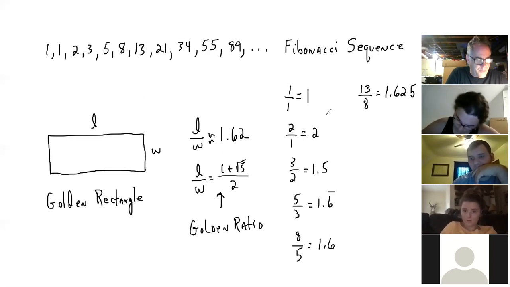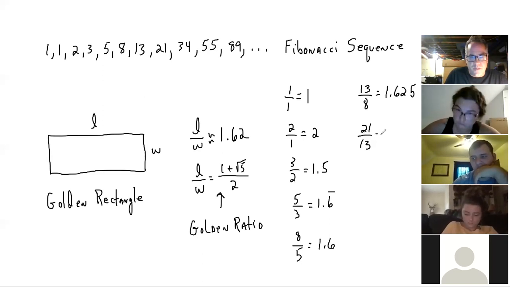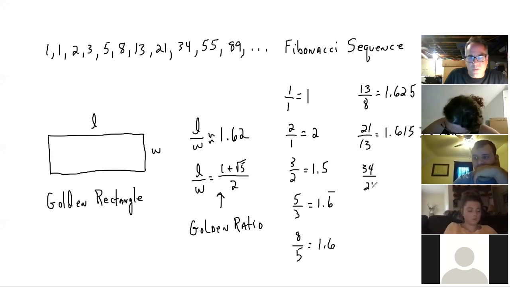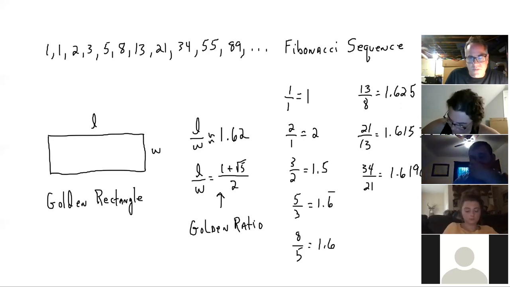21 divided by 13. The next one. These are all rounded, but I'm going to carry out a good number of decimal places. 1.61538, and we'll do one more. 34/21 will be the next one. That's going to be 1.61904762.